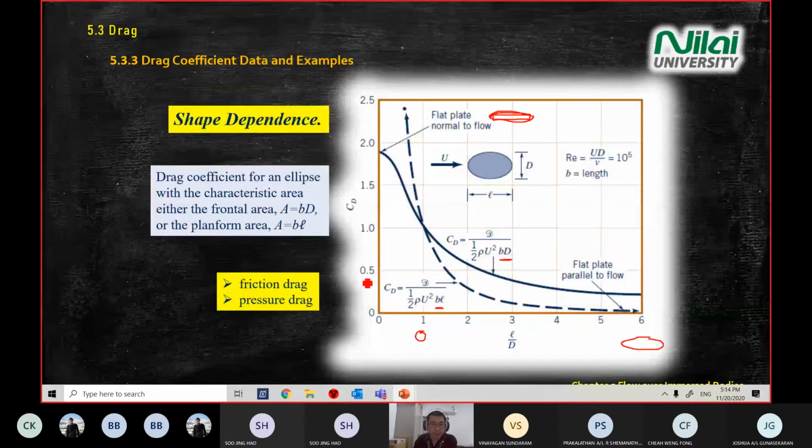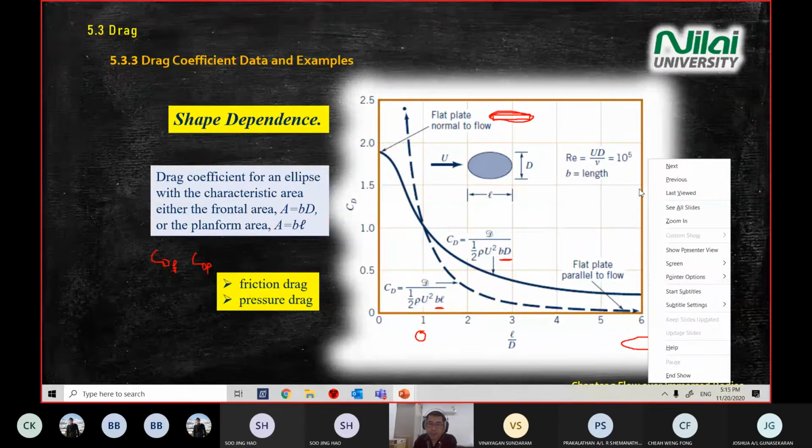So this graph, CD here, tells you that it is a combination of friction and pressure drag. If you do not see anything below CD, it is the combination. If you see F, it means friction drag. If you see CDP, it refers to the pressure drag.